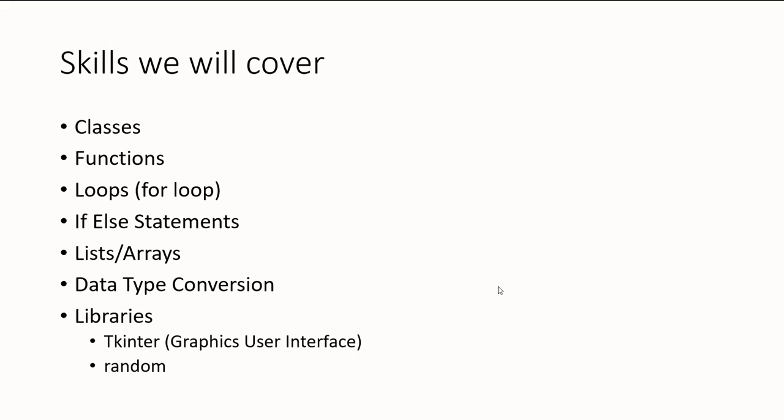So to do this particular project, we pretty much cover a lot of things. We're going to be covering a lot of the basics like classes, functions, loops, if-else statements, lists, arrays, data type conversion, and the two libraries we'll be using. One is this particular one, tkinter, which is the graphical user interface library. There's a few others, but this is the one I chose for convenience's sake. And we're going to use a random library which will allow us to generate random numbers. So basically everything we need to know on a basic level.